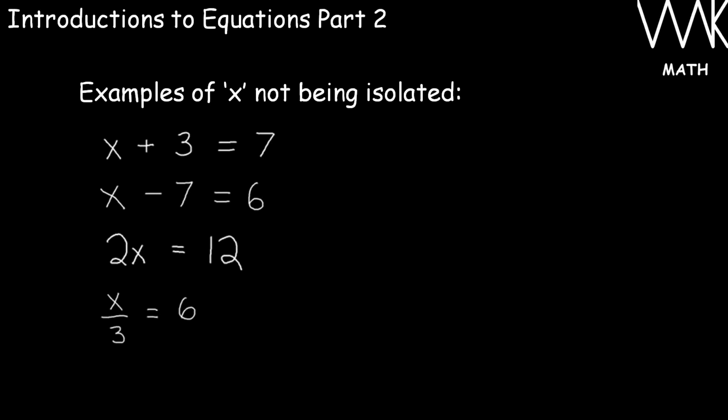Finally, we have x divided by 3 equals 6. X is not whole, so x is not by its lonesome self. We've got to get x so that it's x only, not x divided by 3. All these cases are simple cases where x is not by itself. We want to get to x equals something, or something equals x. That's our goal.